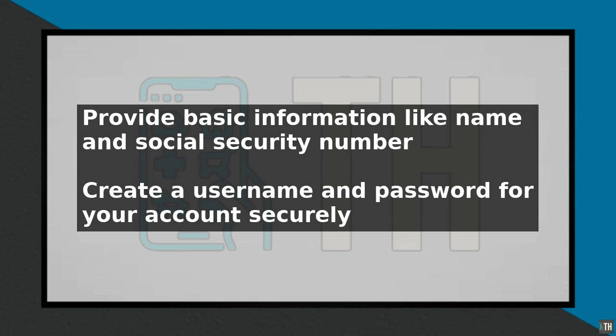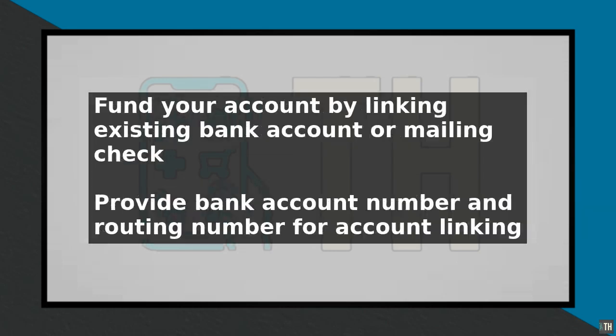After creating your username and password, you will be asked to fund your account. You can fund your account by linking your existing bank account or by mailing a check. To link your bank account, you will need to provide your bank account number and routing number. This information can be found on the bottom of your checks or by contacting your bank.